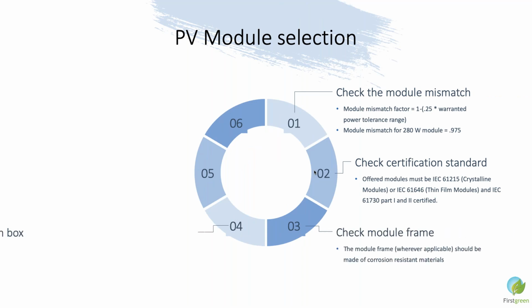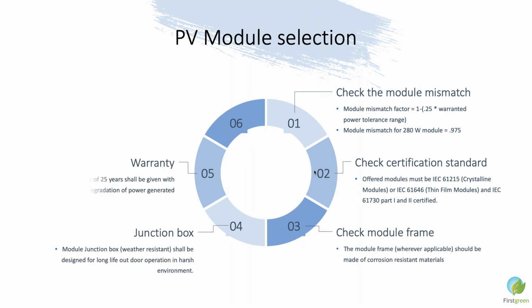Now, for PV module selection, there are a couple of factors, but I would discuss a few important ones with you. The first factor to keep in mind is module mismatch losses. While you are finalizing your PV module, you should ensure that the module mismatch is minimum. Even in your contracting, you can define the module sorting requirement.